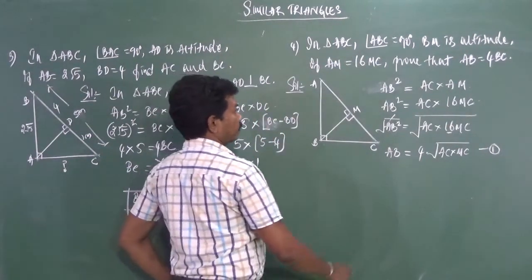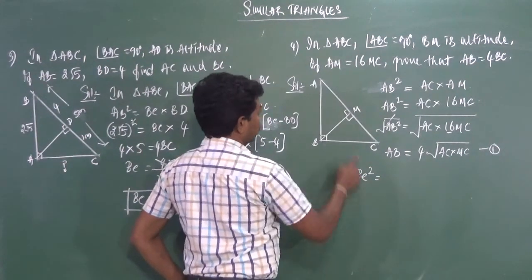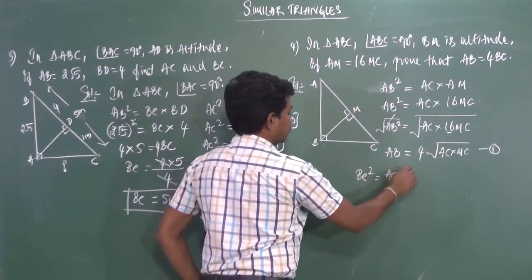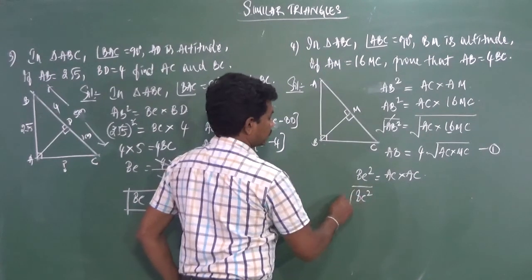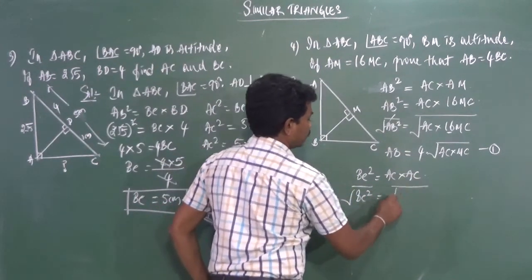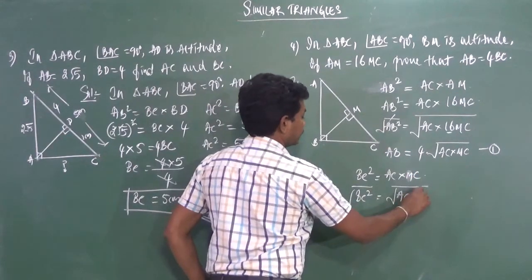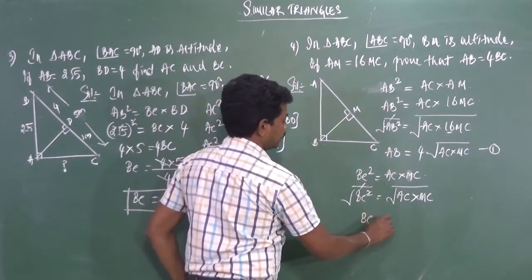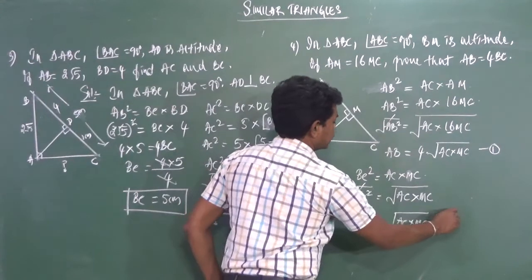Okay. Now, let us go with BC square. So BC square is equal to AC into MC. So when we take square root on both sides, square root of BC square is equal to square root of AC into MC. Square root cancels. So BC is equal to square root of AC into MC. Take it as equation 2.